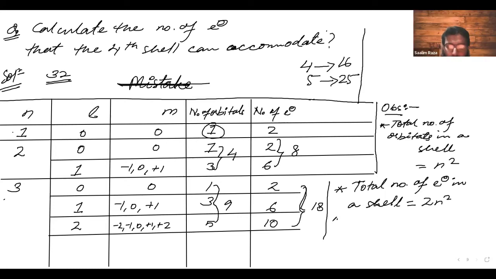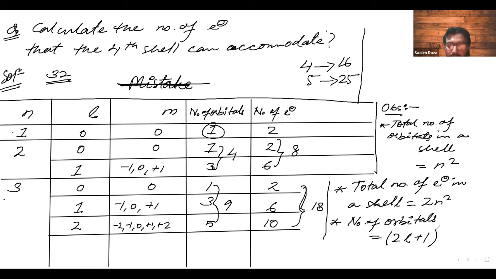Now, for the magnetic quantum number, that is m, what we can see here is, these are the two numbers, plus 1 and minus 1, right? These are two numbers and this 0 is 1 extra. This is 1 into 2, plus 1. So what will be the formula? Number of orbitals is equal to 2l plus 1.